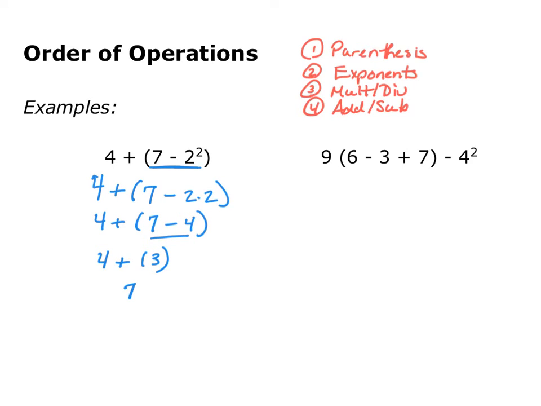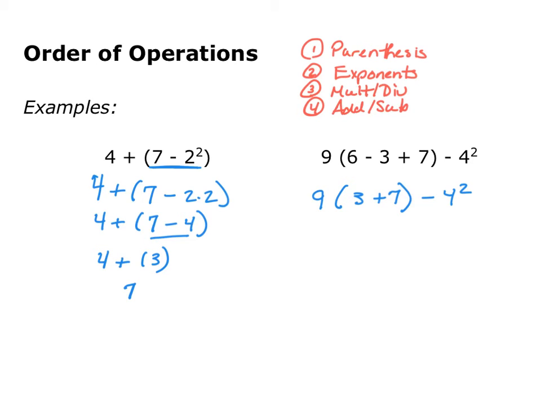All right, on the second one, again, I have to focus in on my parentheses first and do what's in there first. The 9 and the minus 4 to the power of 2 are going to come down. I'll worry about those after I finish what's in parentheses. So 6 minus 3 would be 3. And I'm going to do it in steps so you can see what I'm doing. And that's 3 plus 7 minus 4 to the power of 2.